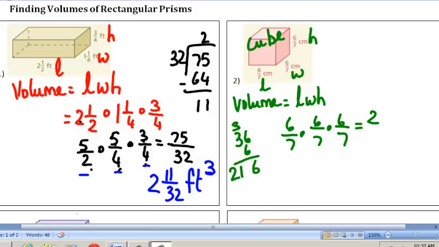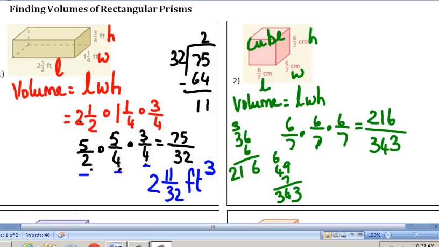So I have a 216 over, now I know that 7 times 7 is 49, so 49 times 7: 7 times 9 is 63, carry the 6, 7 times 4 is 28, plus 6 is 34. So 216 over 343.